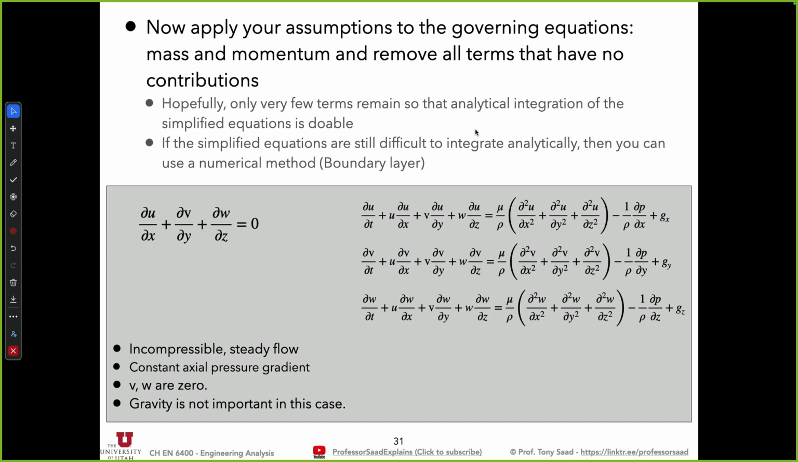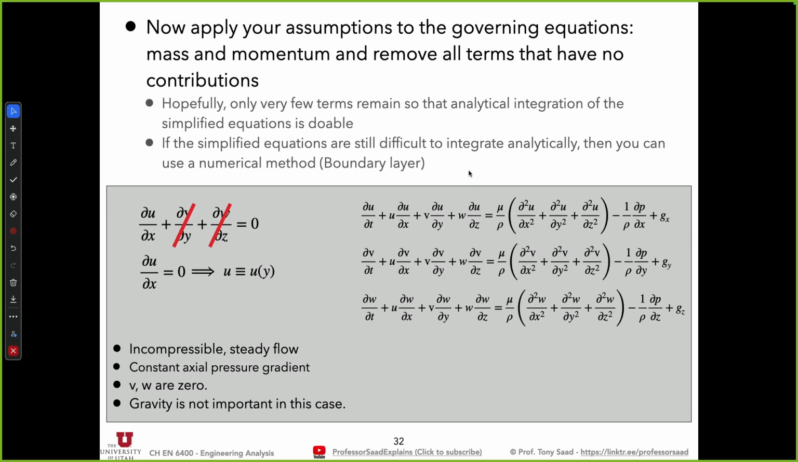Okay, we are ready now to start simplifying the governing equations. We start with continuity. We assume the flow is unidirectional, so v and w are zero. So that gives us the same mantra that du by dx is zero, and therefore u is only a function of y, because it's changing along the channel from the bottom to the top.